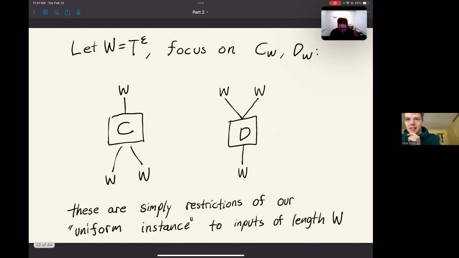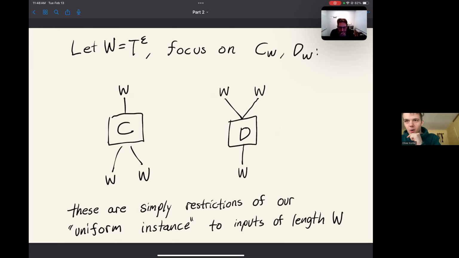And the idea is, for starters, we're going to set some parameter w to be whatever t is to the power epsilon, so quite a bit smaller than t. And we're going to focus on our compression scheme and how it behaves specifically on strings of length w. So the compressor can take two w-bit strings and compress them down to one, and the decompressor can take one and decompress it to two.